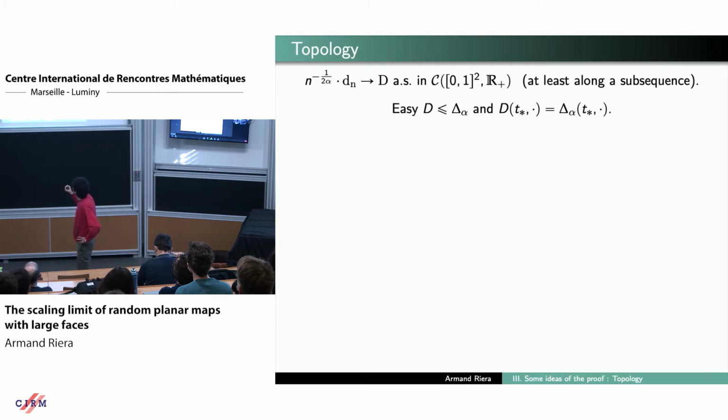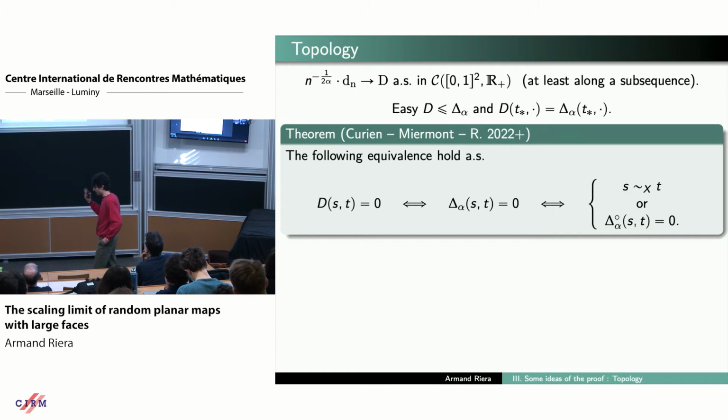But it's not so bad, because we see exactly the same thing from a typical point, and we know that delta alpha controls d. And so the first step to obtain our main result is to show that d and delta alpha define the same topology, that in fact they vanish at the same points. And we show even more: d vanishes only if delta alpha vanishes, but this is only possible if s and t are the same for the loop tree, or if they are the same for delta 0 alpha.